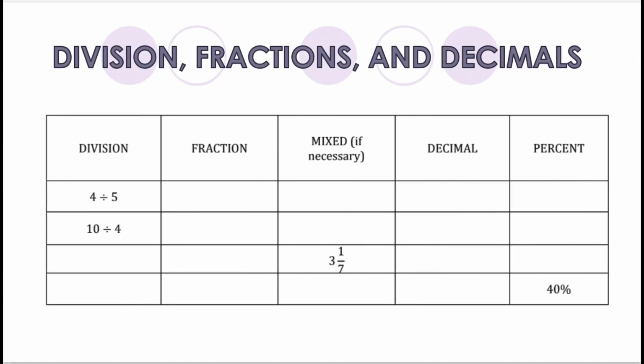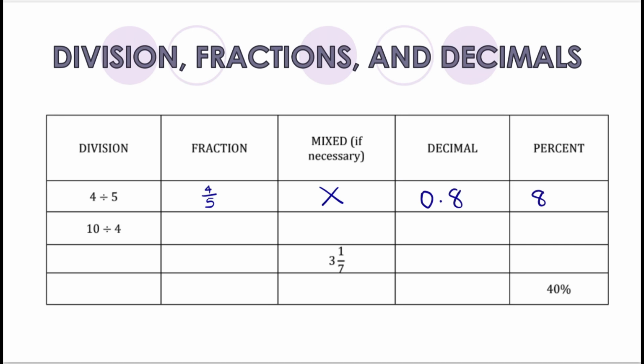So I'm going to quickly go through these. So 4 divided by 5, the fraction would be 4/5. I don't have to simplify it. I don't have to use a mixed number because the top is smaller in this case. If I put it into a calculator, I end up with 0.8.